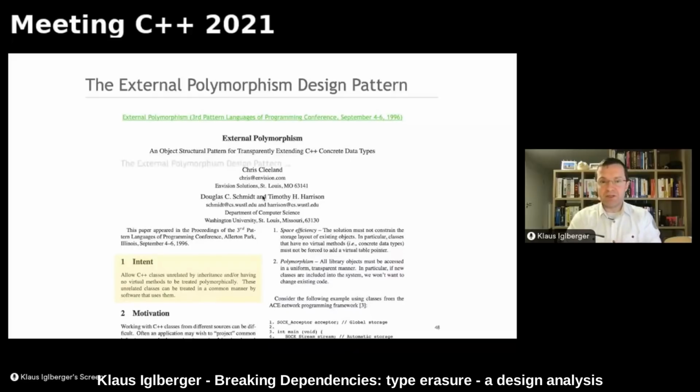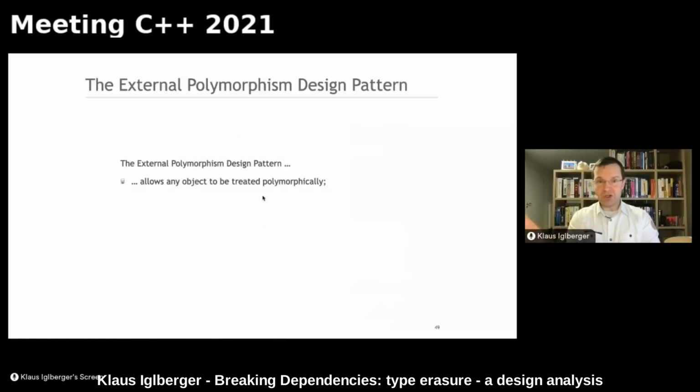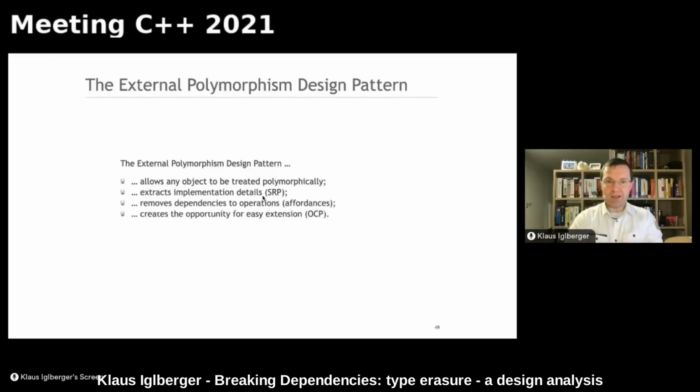This external polymorphism design pattern allows any object, even integers, to be treated polymorphically. It extracts implementation details, and quite a bit. You've seen that circles don't know anything about drawing, still we can draw them. It removes dependencies to all operations, any affordance, and it also creates the opportunity for very easy extension. You can very easily add triangles and ovals and all other kinds of types, and you can also very easily switch between different kinds of drawing. You've seen the draw strategy here, which allows you to do virtually anything. You can put this together like in a Lego game.